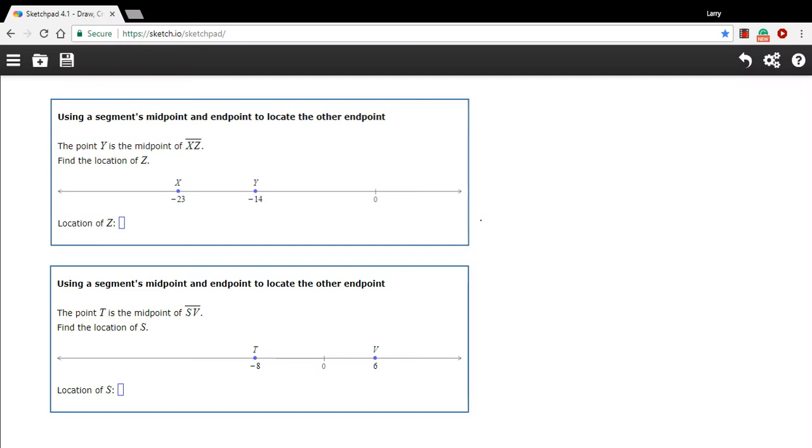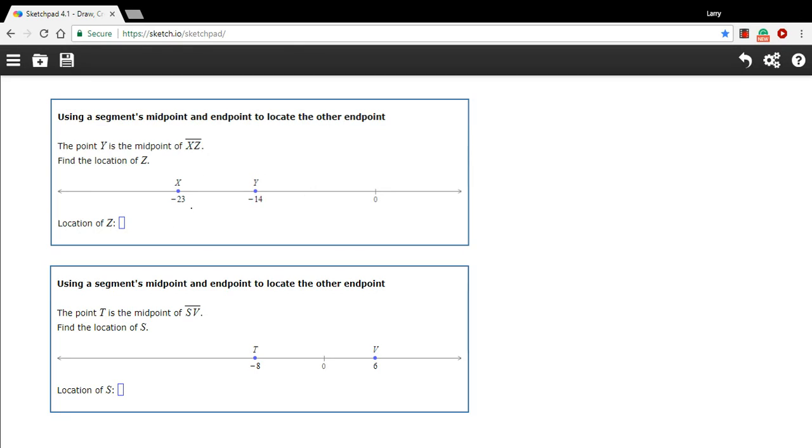In these problems, we have a midpoint and one endpoint of a segment, and then we're being asked to find the other endpoint of the segment. So in this one, y is the midpoint of xz, but z is not on our number line here. X is over here, then we have y, so z has got to be somewhere over here if y is the midpoint, if y is exactly in the middle. So how do we find out where z is?